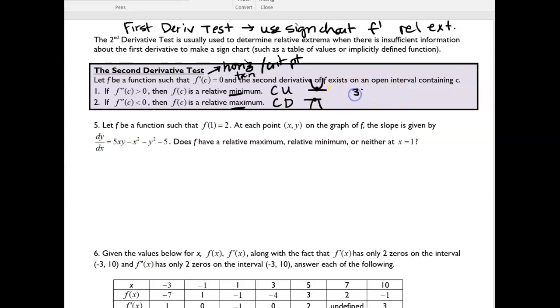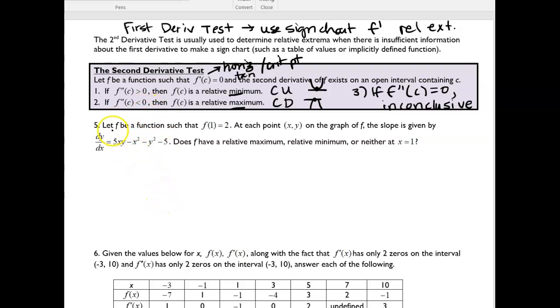There should be a third part here. If f double prime of c is equal to 0, this test is inconclusive. It doesn't actually tell me anything. So I will only know if I have a relative max or min if my first derivative is 0 and then either my second derivative is positive or negative.